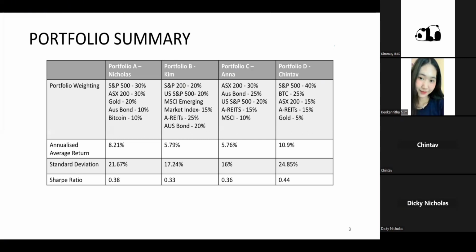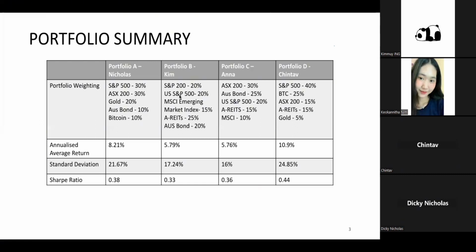This is Kim. Now I will explain briefly about my portfolio, as you can see in the slides as portfolio B. It seems that I'm not a big risk taker. I would like to preserve my money and would only invest safely. My asset allocation is more diversified compared to my teammates.